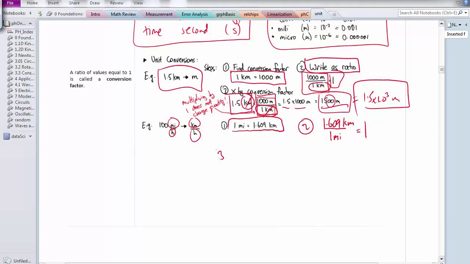Now step number 3 is to multiply it through. So we have 100 miles per hour times 1, but that 1 is 1.609 kilometers on top, 1 mile on the bottom, which is what we wanted because these miles now cancel out. And if we multiply this through, we get 160.9 kilometers per hour. So these are pretty straightforward examples. Again, if you follow this 3-step format, you'll never get these wrong, even if they're a bit more challenging.